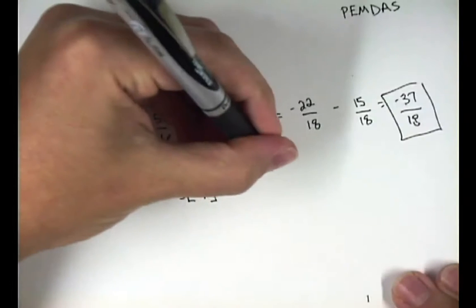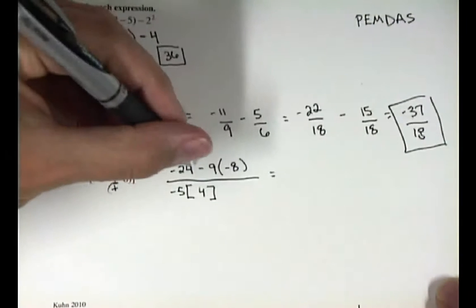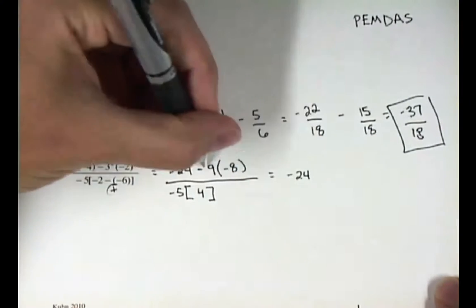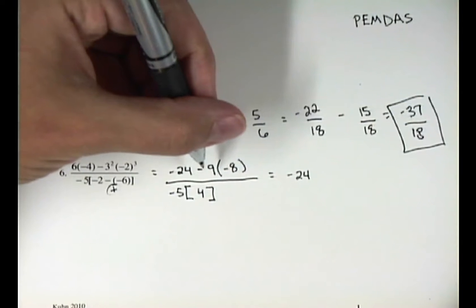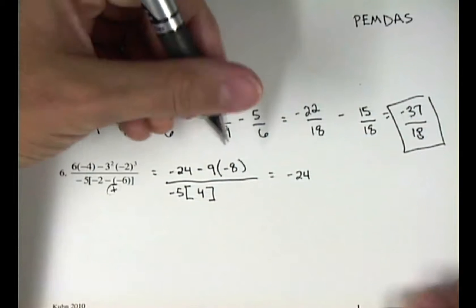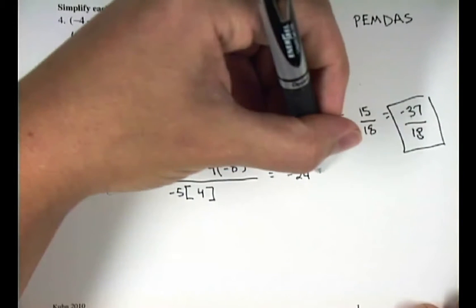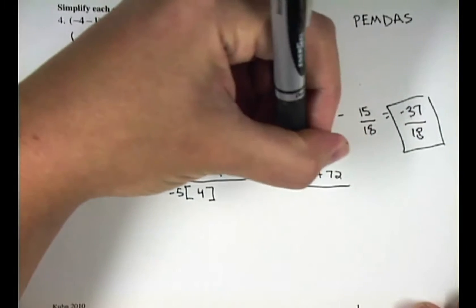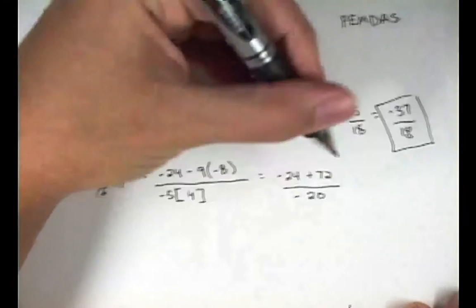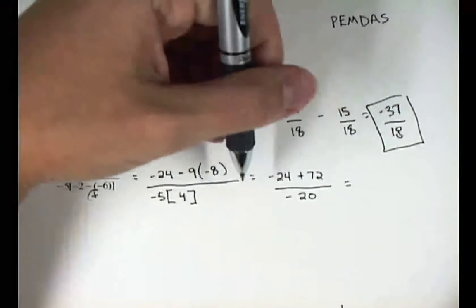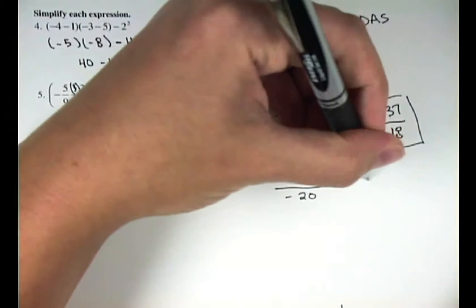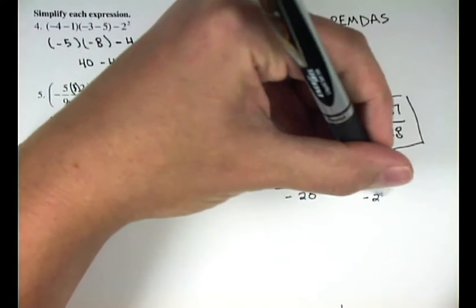And now let's clean it up a little bit more. On the top, I can't do much with negative 24, but I can do something with this negative 9 and negative 8, which, let me just use my handy dandy calculator because I want to. It's positive 72 all over negative 20. And now if you take 72 and you subtract 24 from it, you get a positive 48 over negative 20.